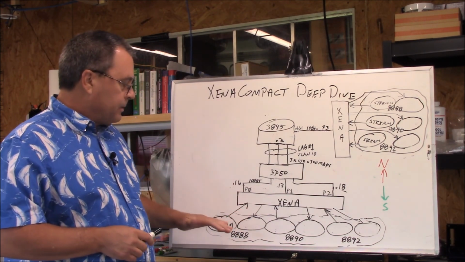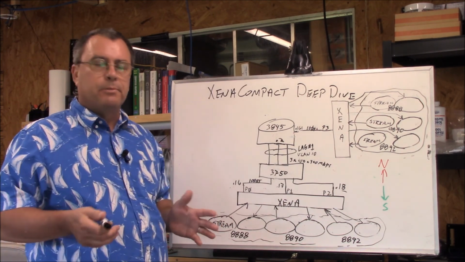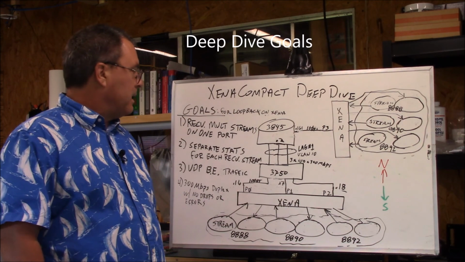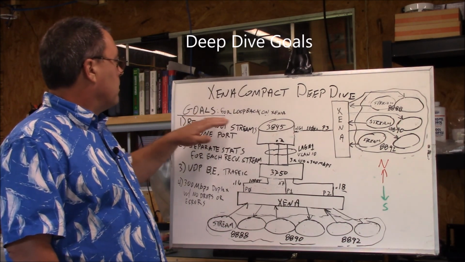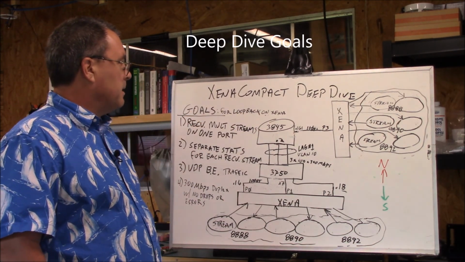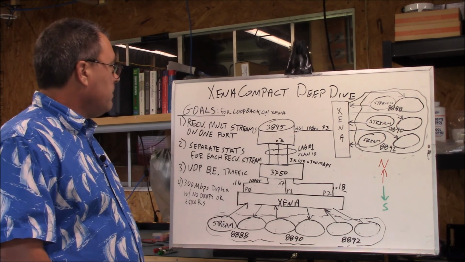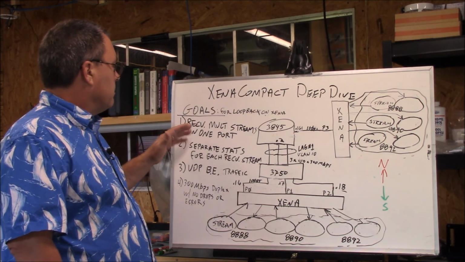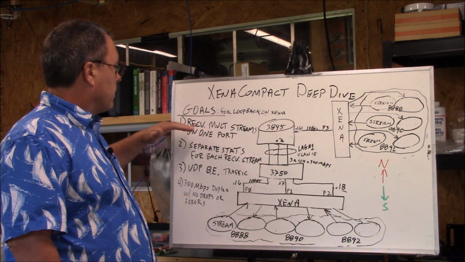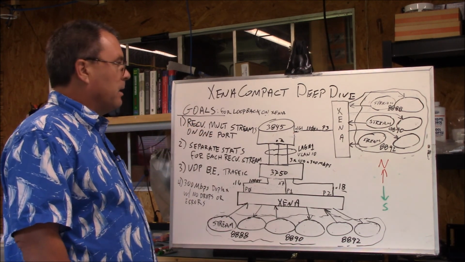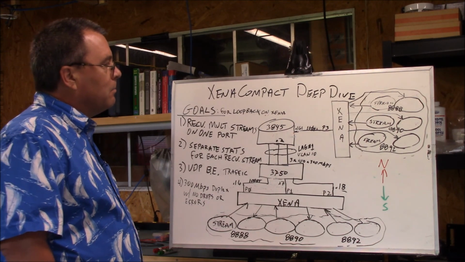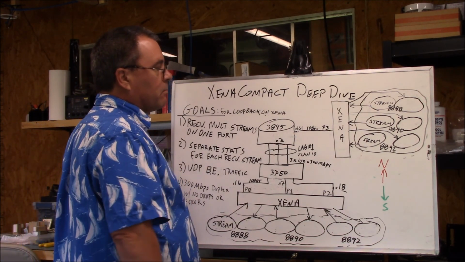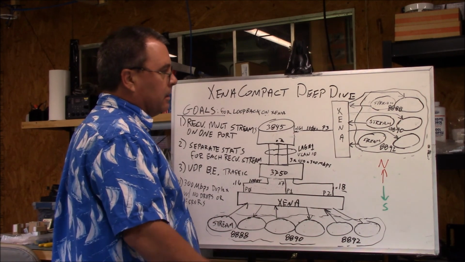And the reason for this drawing is we need to come up with some goals for our deep dive. Okay, so I wrote out the goals for our loopback testing on the Xena. And the first one is we need to be able to set up where we can receive multiple streams on one port. Now, I'm pretty sure we can receive multiple streams on one port fairly easily.